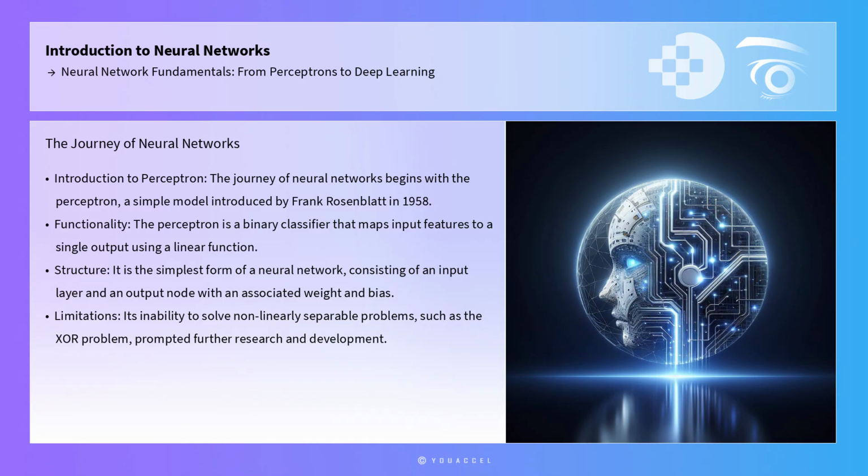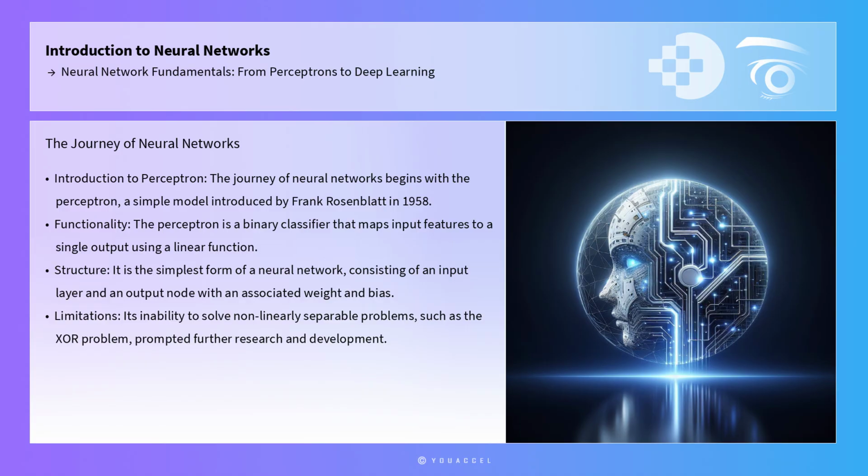The journey of neural networks begins with the perceptron, a simple model introduced by Frank Rosenblatt in 1958. The perceptron is a binary classifier that maps input features to a single output using a linear function. It is the simplest form of a neural network, consisting of an input layer and an output node with an associated weight and bias. The perceptron's learning process involves adjusting its weights based on the error of its predictions, a concept known as supervised learning.